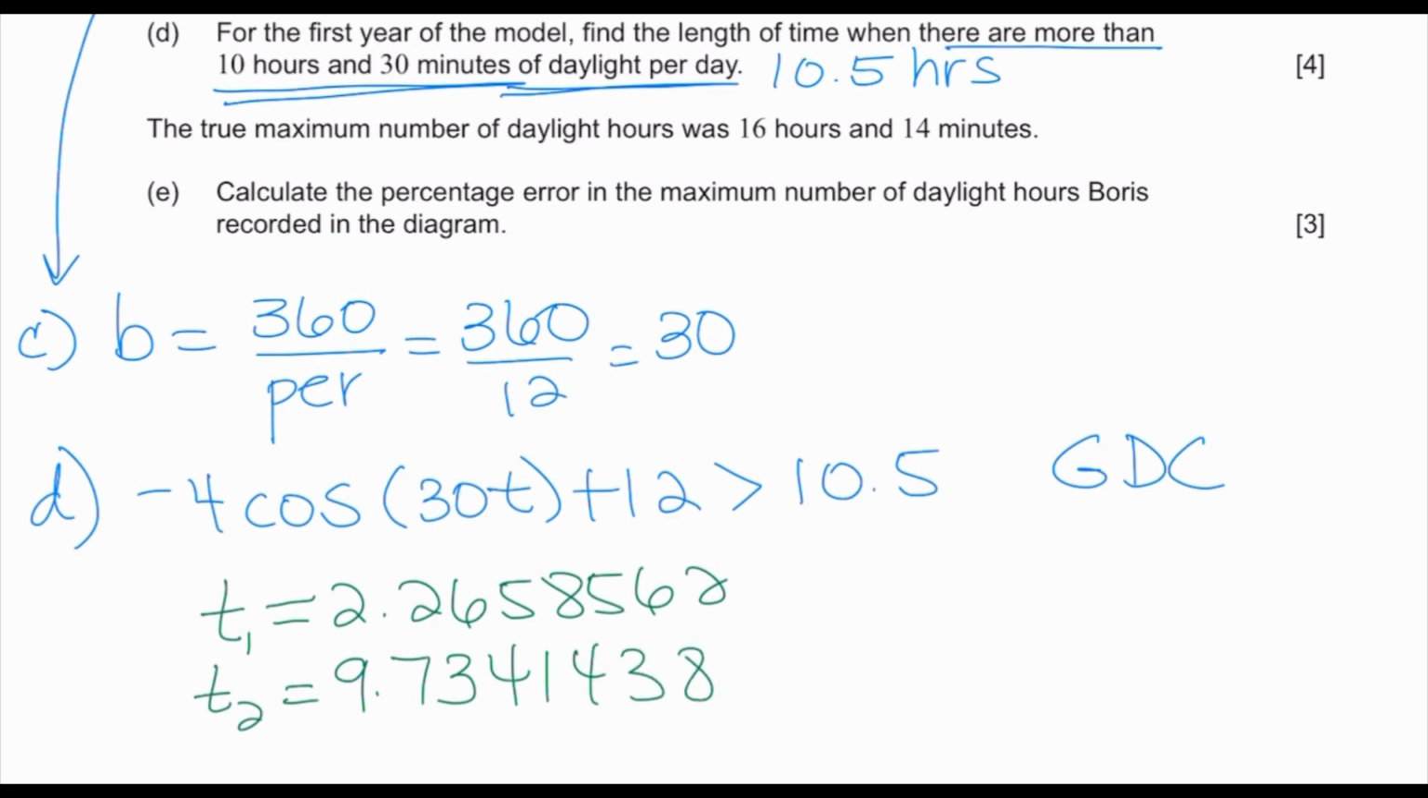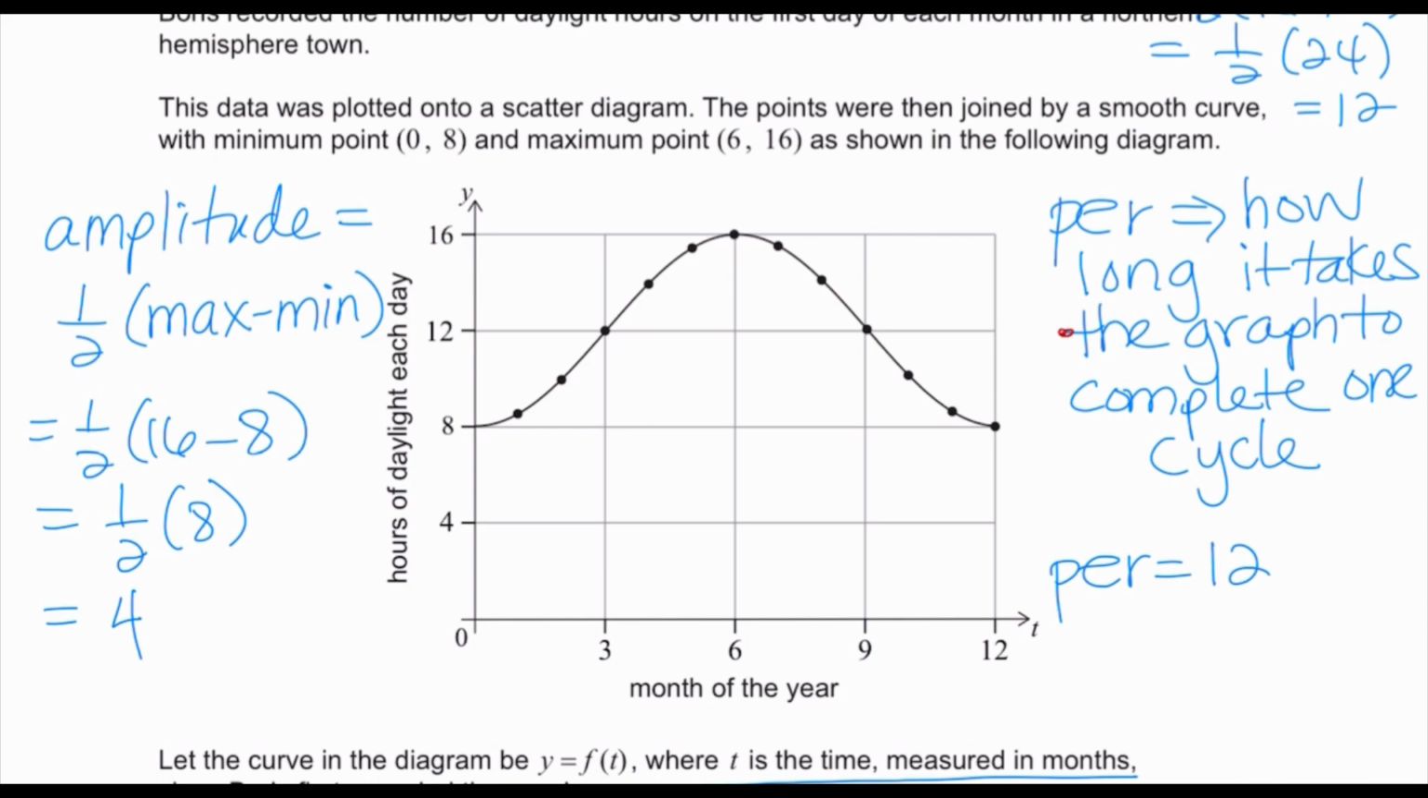So the question becomes, for the first year of the model, find the length of time when there are more than 10 hours and 30 minutes of daylight. So basically what we're doing in the calculator is trying to figure out at which point the graph is going to be about 10.5. And so here and here are my points of intersection.